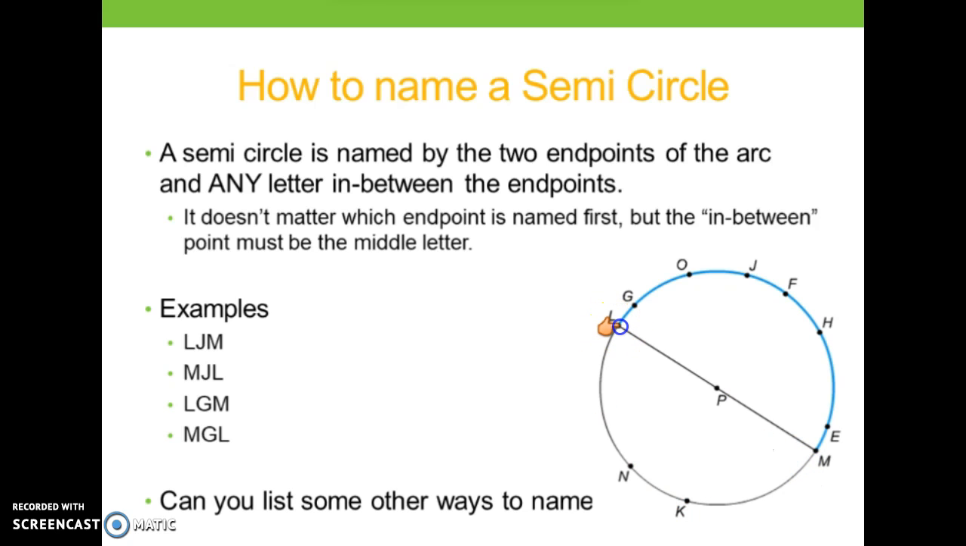So the only way to tell which semicircle we're talking about is you have to tell it which of the points are between those 2 endpoints. So in this case, we did L, J, M. You could also name it M, J, L. Another name could be, again, any point that's between those 2 endpoints. So we could use the G, and it would be L, G, M, or M, G, L. Can you list some other ways to name this blue semicircle?